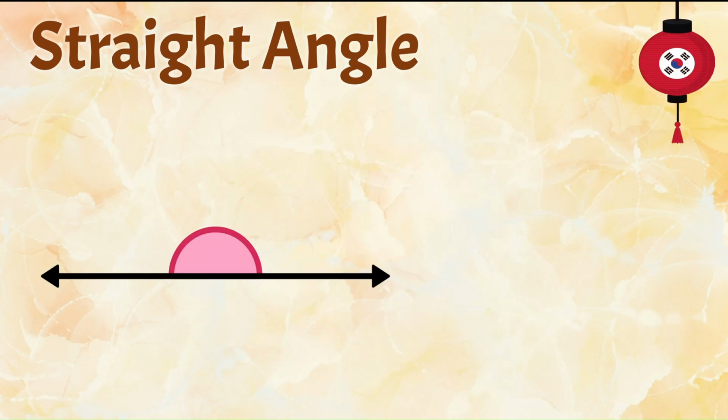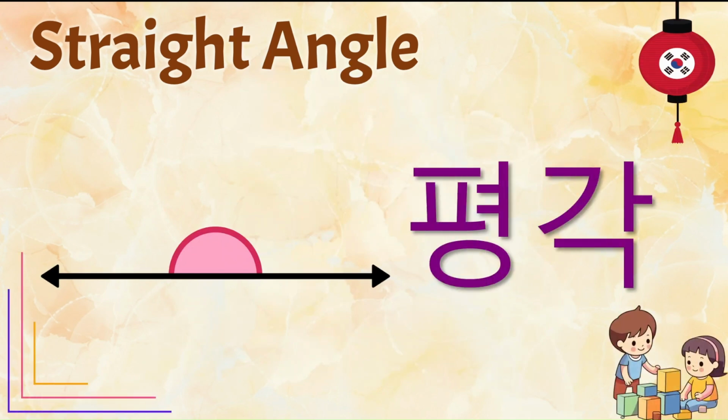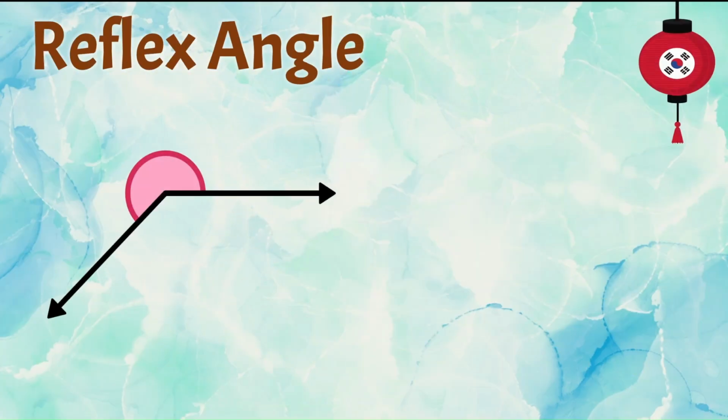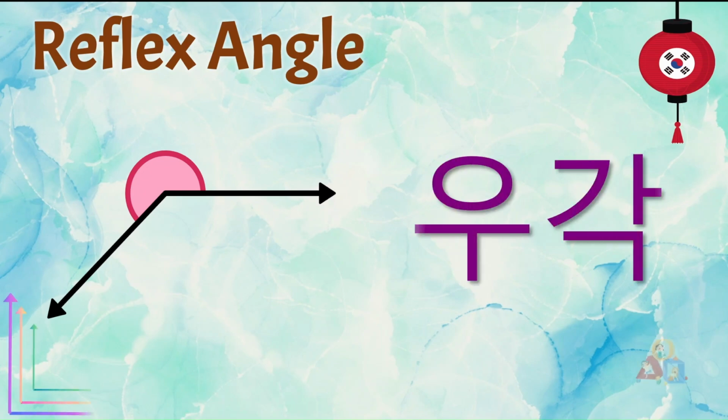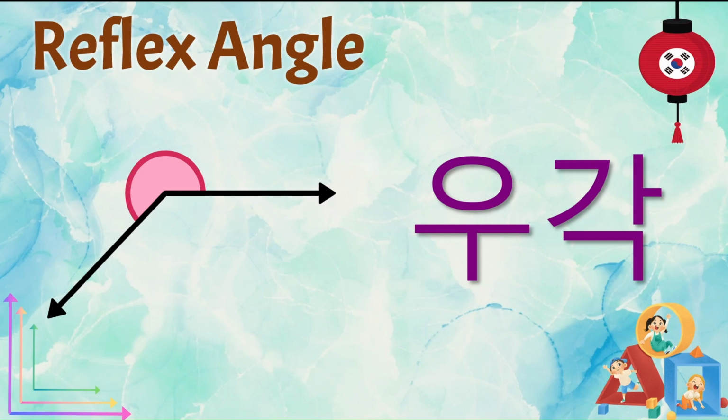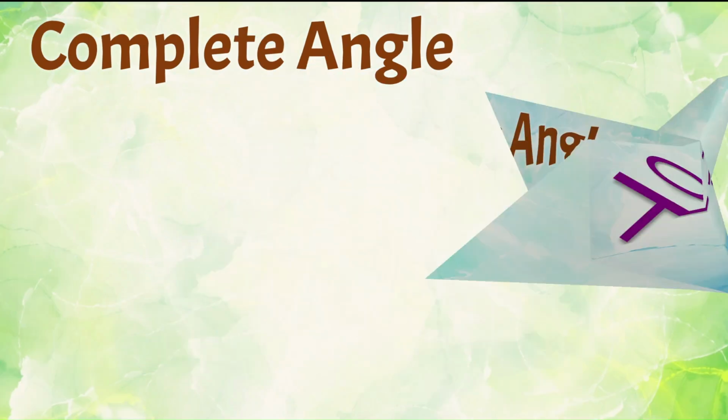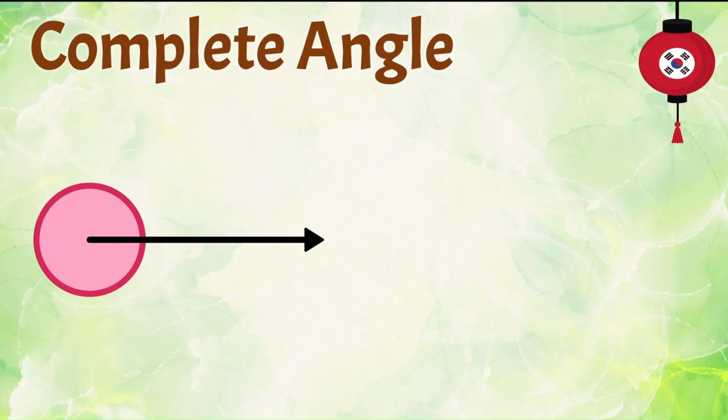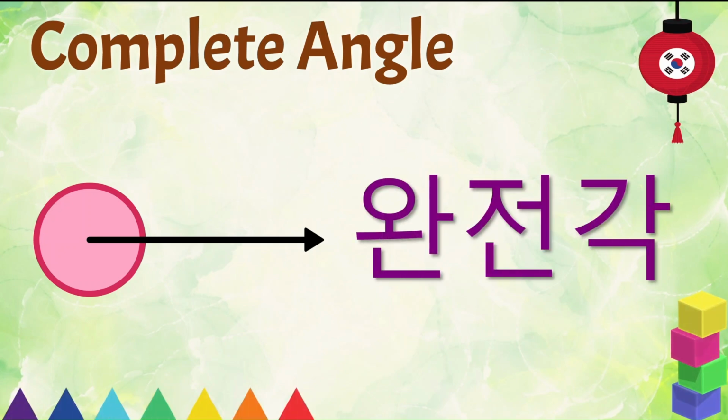Straight angle, 180 degree. In Korean, this is 평각. Next comes reflex angle, which is greater than 180 degree but less than 360 degrees. And reflex angle is 우각. Now let's move ahead and see what is a complete angle or full angle or perfect angle called in Korean. And we all know complete angle is the angle which is of 360 degrees. So in Korean it is 완전각. Okay?